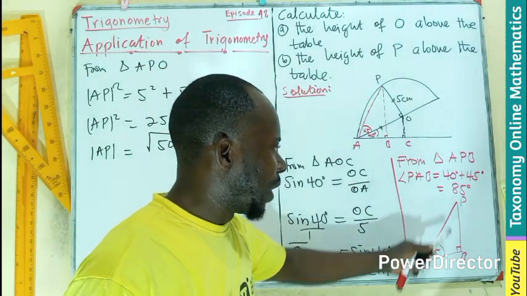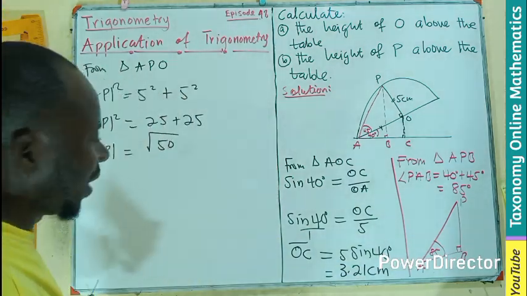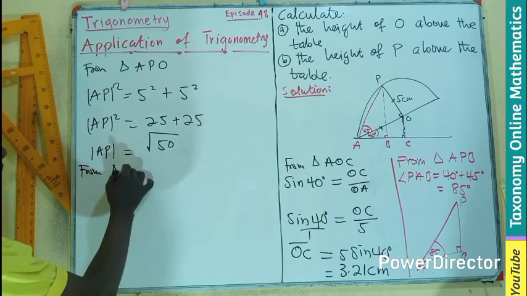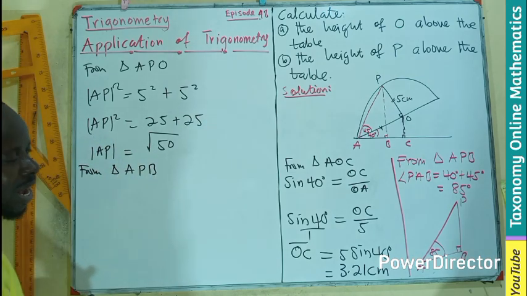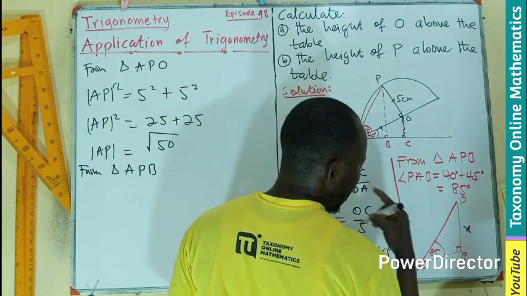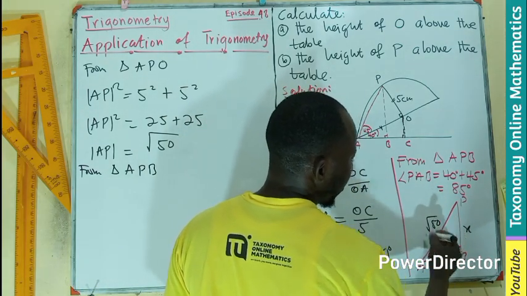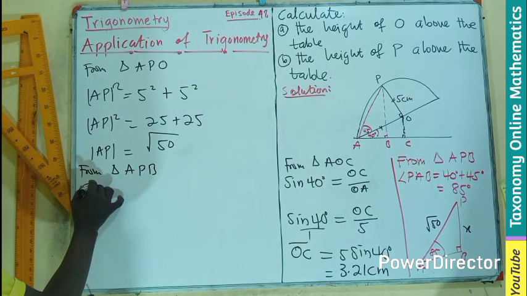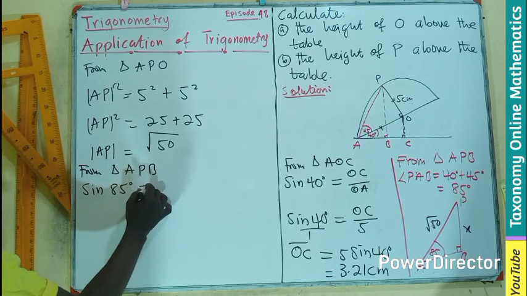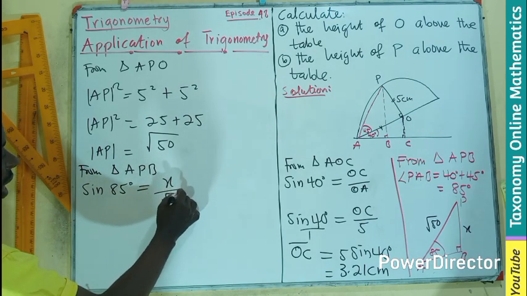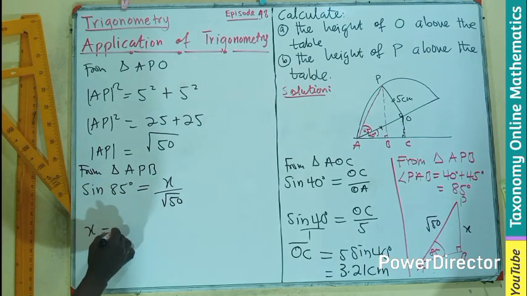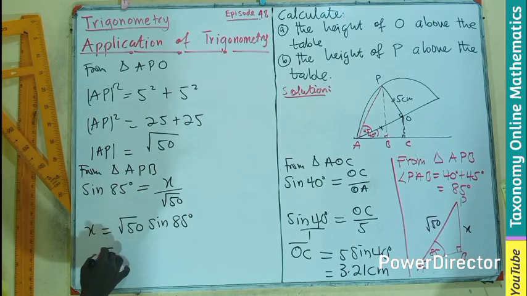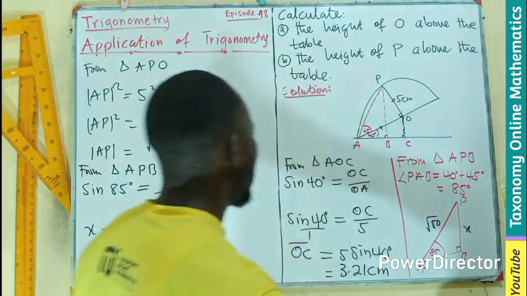Then from here, we now know what this value is. From the triangle APB, the side we know is the root of 50. That will be the hypotenuse, and x is the opposite, so that will be sine. The sine of the angle 85 degree equals the opposite side x over the hypotenuse root 50. So x will be the root of 50 times sine 85 degree. Let's see the value of that on our calculator.